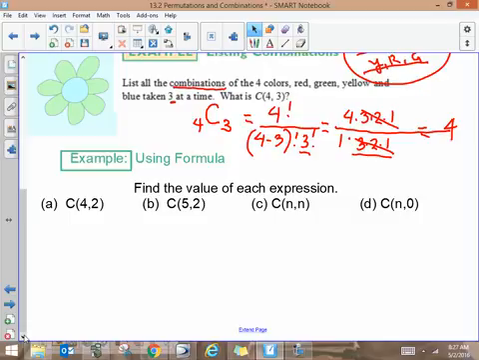And use the thing in the calculator if you want. I'm going to do them all by hand.